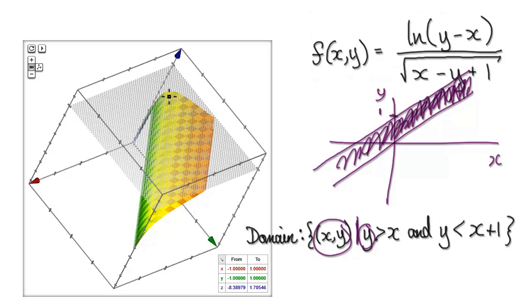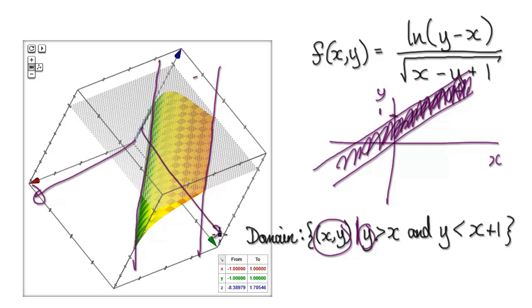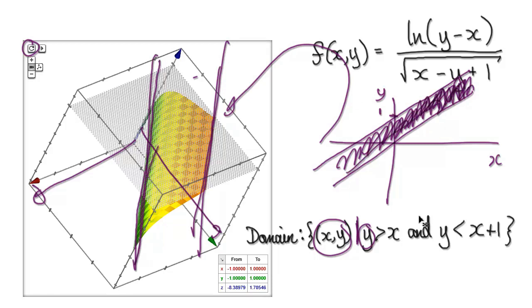And then if you look carefully, there is a strip here, because this is your x-axis, this is your y-axis. This strip here, if you rotate it and look down on it, you can pretty much see the strip. Okay, so that's your domain. This is our domain here.